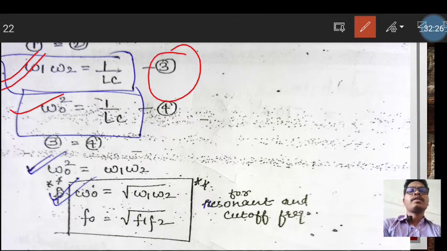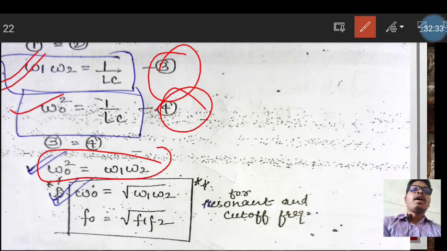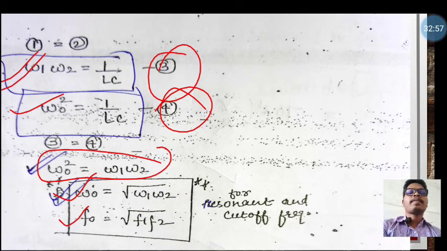Now equating equation number 3 and 4, we will get omega 0 squared equal to omega 1 times omega 2, so omega 0 is equal to the root of omega 1 omega 2, and the resonance frequency f0 is the root of f1 and f2, the cutoff frequencies. And after adding equation number 1 and 2, we will get 1 divided by omega 1 C minus omega 1 L plus omega 2 L minus 1 divided by omega 2 C is equal to 2R.